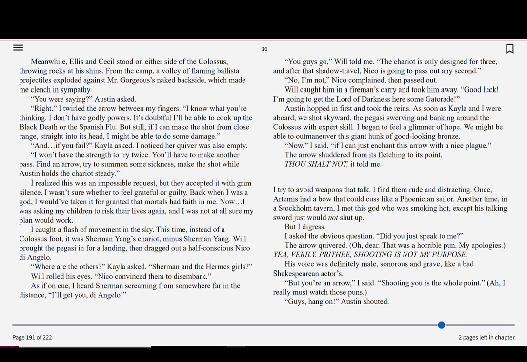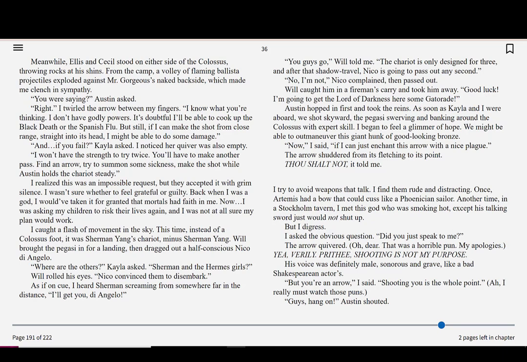Back when I was a god, I would have taken it for granted that mortals had faith in me. Now, I was asking my children to risk their lives again, and I was not at all sure my plan would work. I caught a flash of movement in the sky. This time, instead of a colossus foot, it was Sherman Yang's chariot, minus Sherman Yang. Will brought the Pegasi in for a landing, then dragged out a half-conscious Nico D'Angelo.